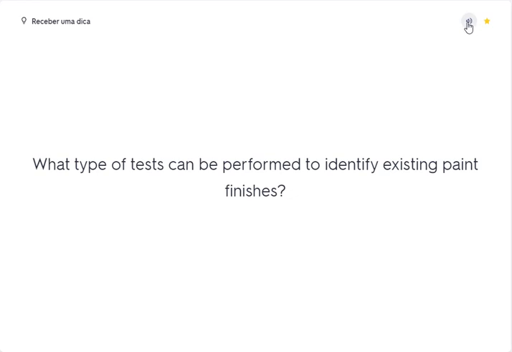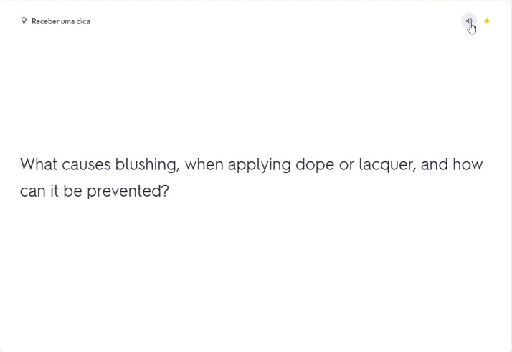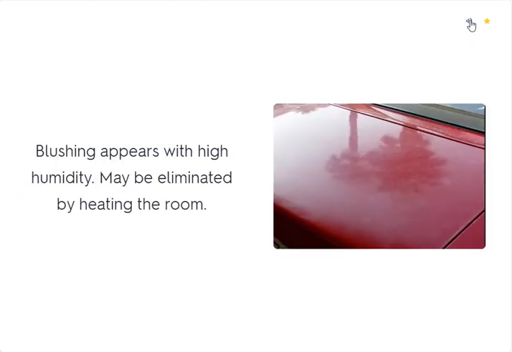What type of tests can be performed to identify existing paint finishes? Oil, softened nitrocellulose, MEC affects acrylic finish but not epoxy coat. What causes blushing when applying dope or lacquer, and how can it be prevented? Blushing appears with high humidity, may be eliminated by heating the room.